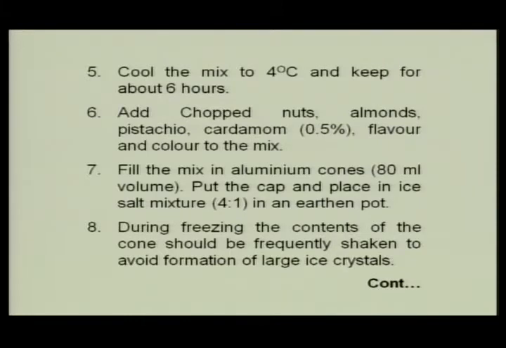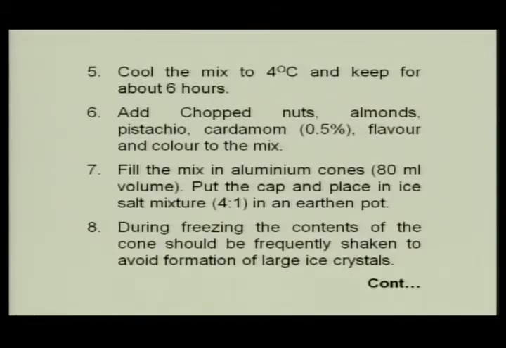At this stage, we can also add the flavoring components and the nuts, almonds or cardamom, whatever flavor and color we want to add. Then we fill all the mix into the aluminum cones. Normally 80 ml is the volume, and then you put the cap and place it in the ice salt mixture, which is 4:1, in an earthen pot. As we mentioned, during freezing the contents of the cone should be frequently shaken, otherwise large ice crystals will be formed.